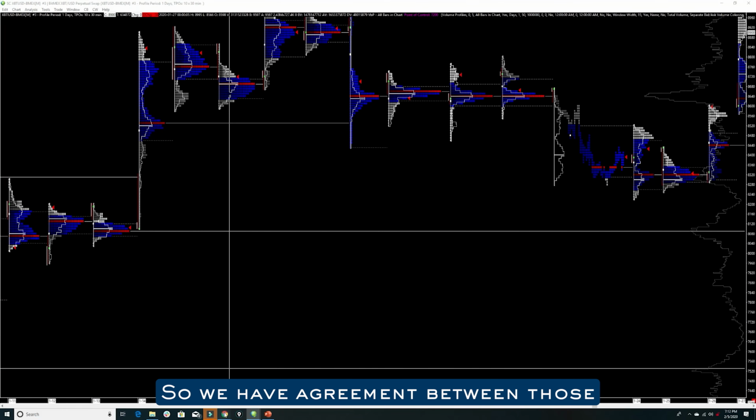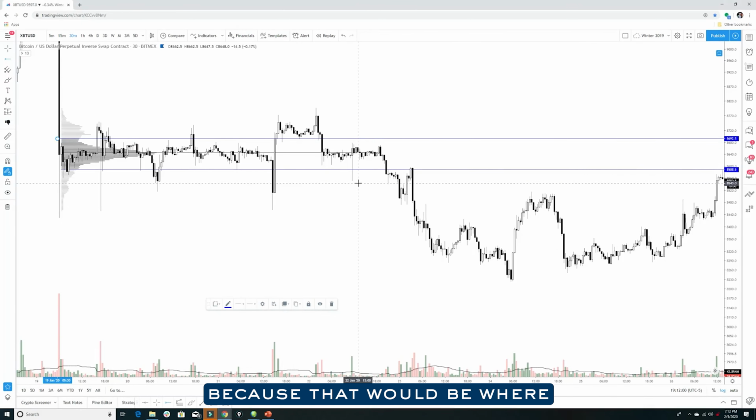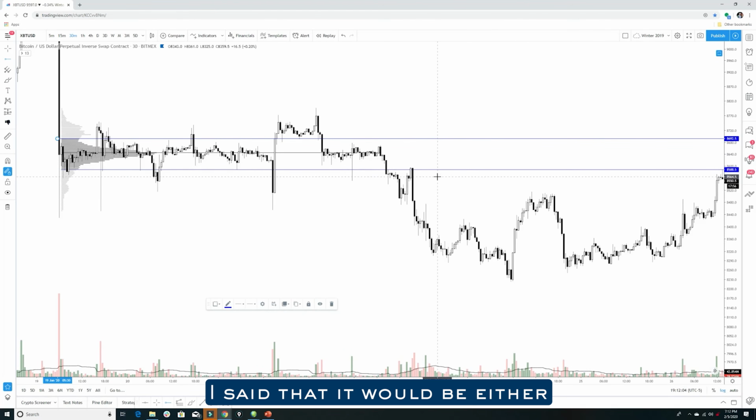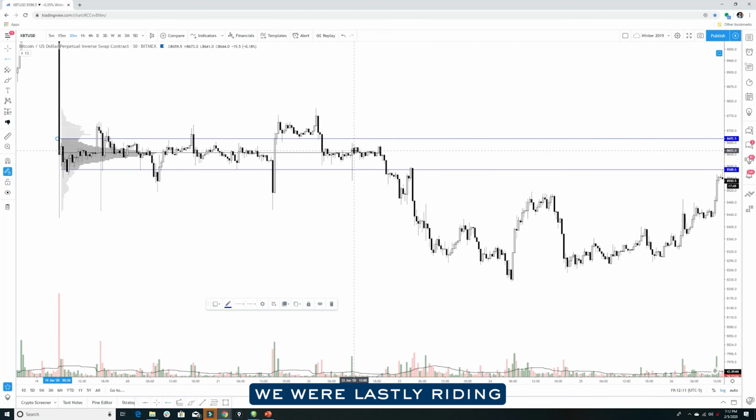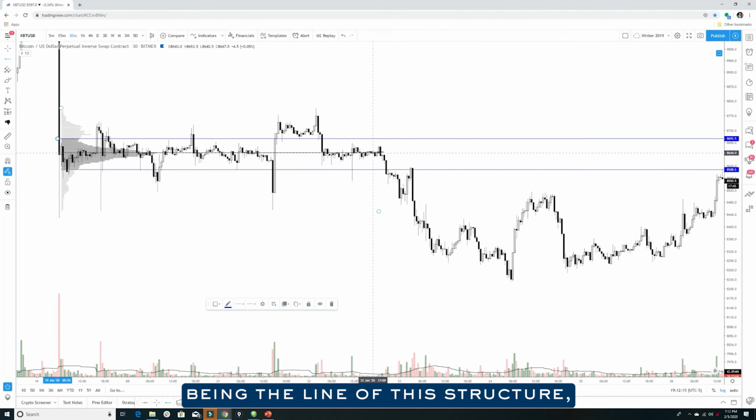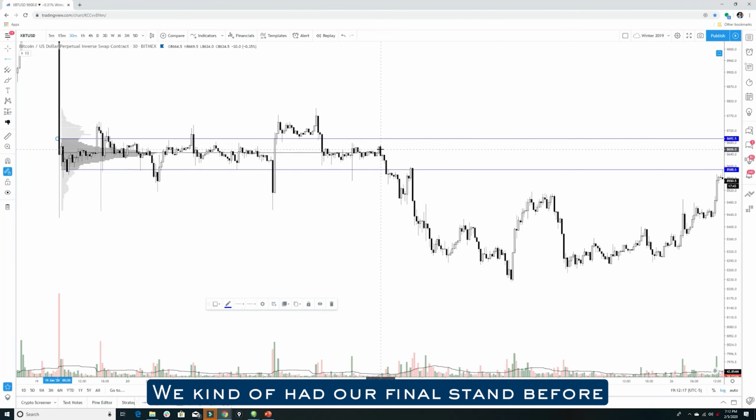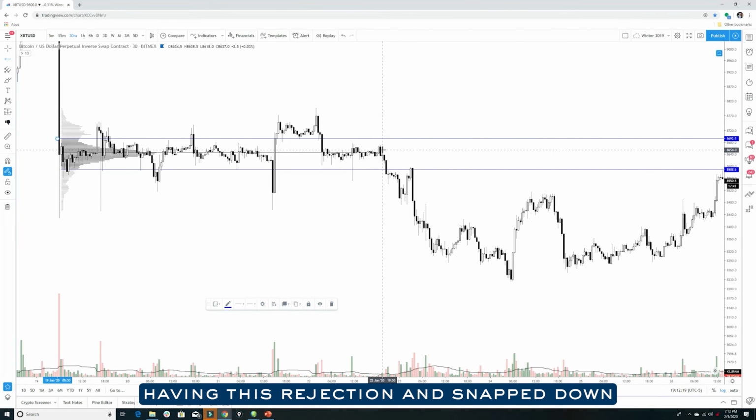So we have agreement between those, which is going to be an important area because that would be where we would place our stop. Because remember I said that it would be either the point of control or the structure high that we broke down from. So in this case, we were lastly riding the point of control. So the point of control being the line of the structure, that was the last area we had our final stand before having this rejection and snap down.